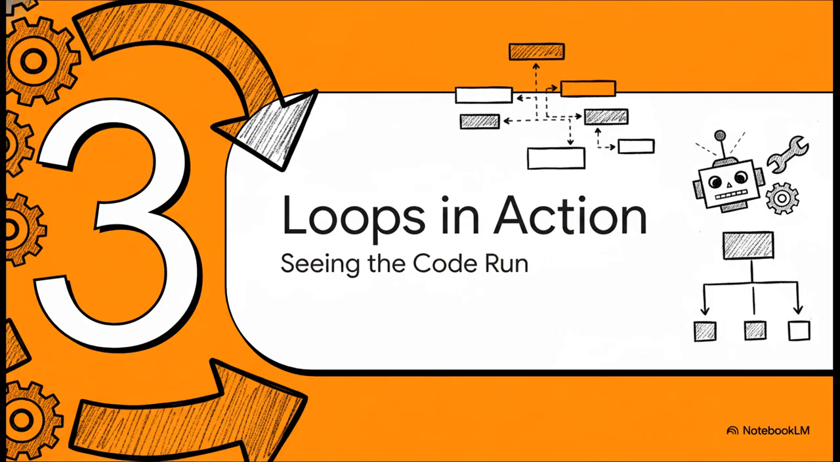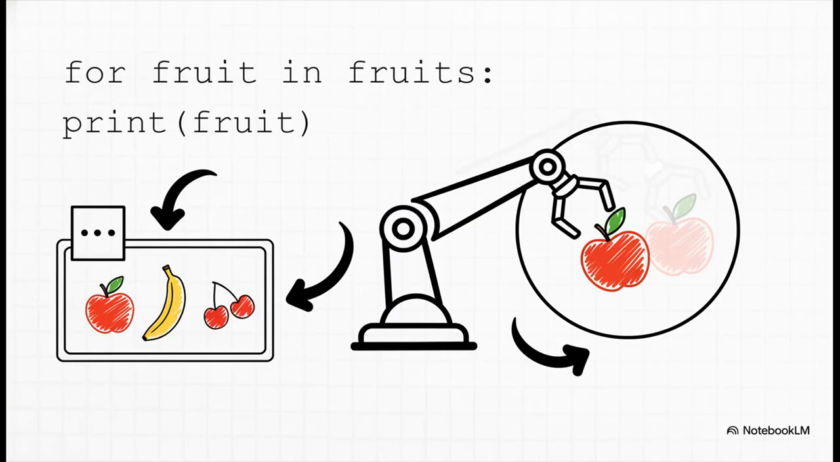Theory is one thing, but seeing is believing, right? So let's put this blueprint to work with a couple of real code examples. Here we go. A classic first example. We've got a list called fruits. Our loop says, for fruit in fruits.